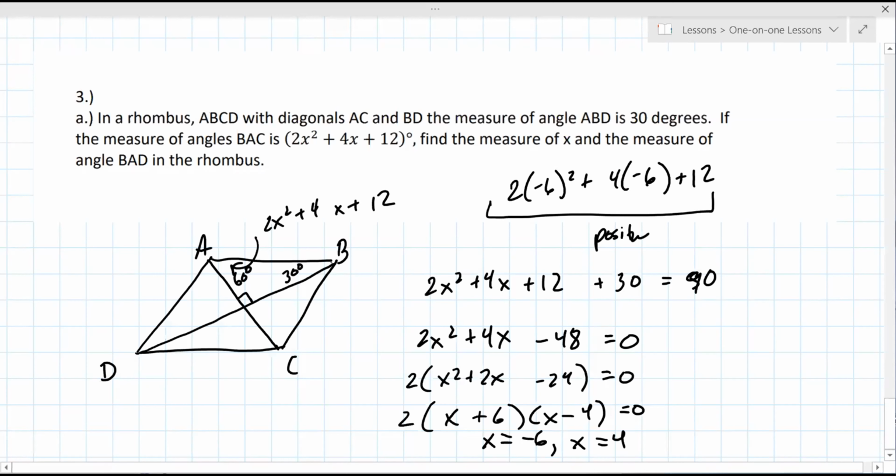So AB is parallel to DC. So this is 30 down here. That means this is 60.